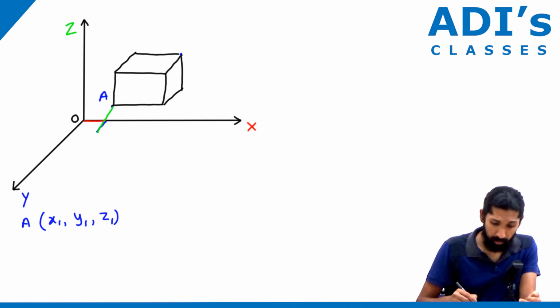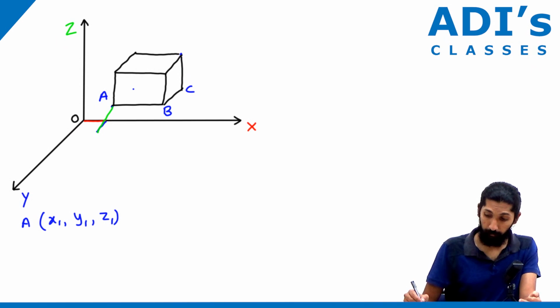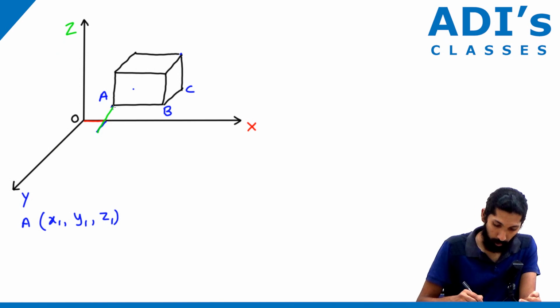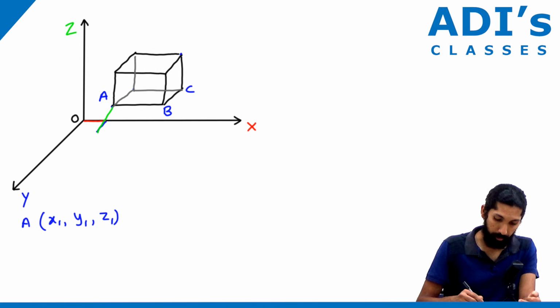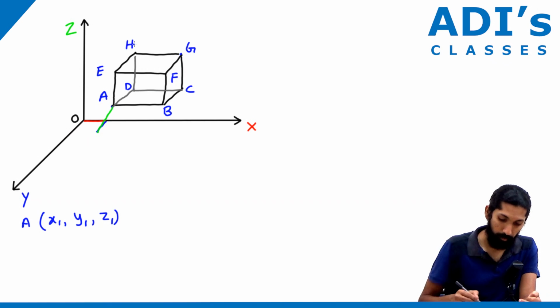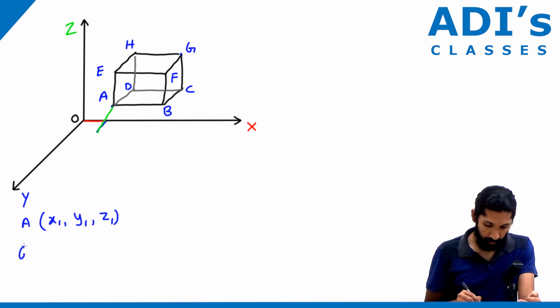Say the other points, let's call this B, let's call this C. D is going to be somewhere over here, correct? Isn't it? Now if I have to make D, from here we'll take a point like this. So this is going to be D, say this is E, F, G and H. So point G is going to be x2, y2 and z2.